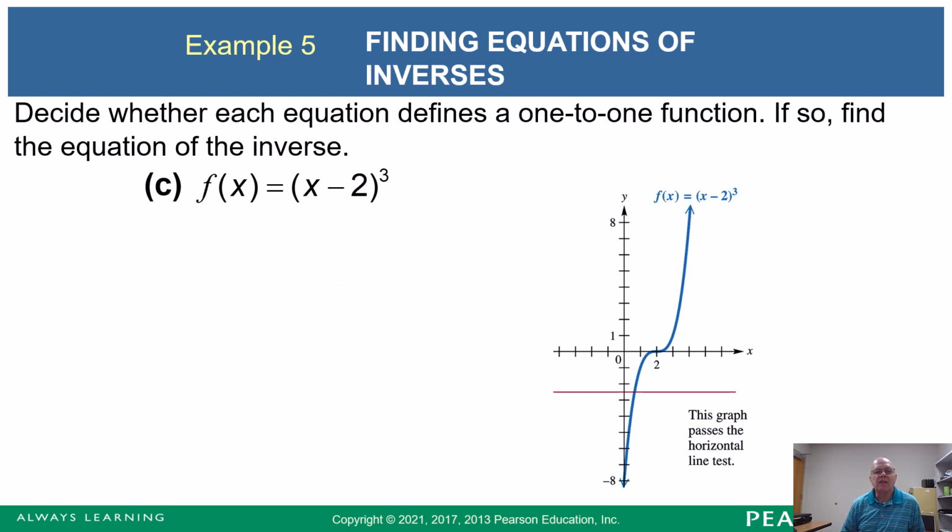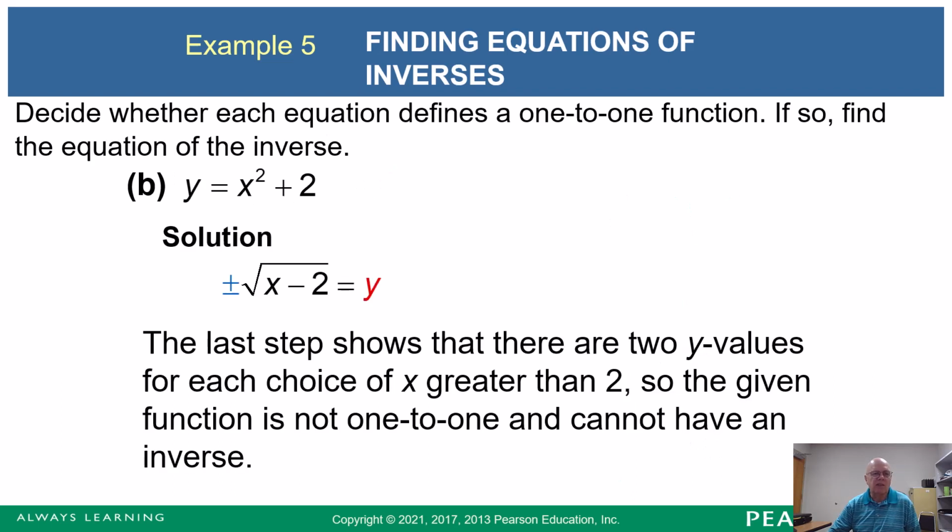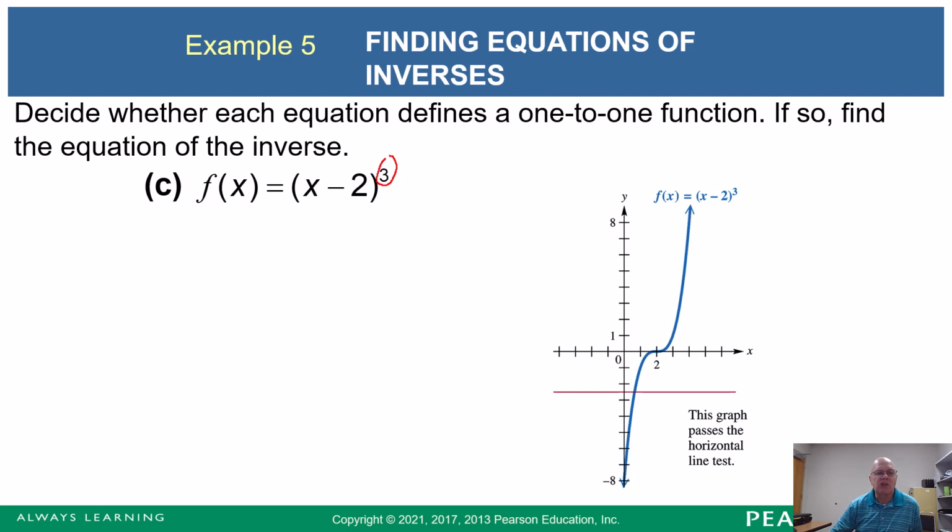There's the graph of it, and you can see that it's a function on this one, but notice that this one, it's different from the last one. Remember, this was the last one, x squared plus 2. This is x minus 2 cubed. Cubed is the key.